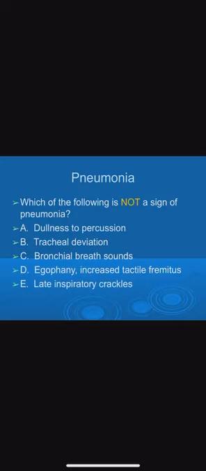Okay, what are the signs of pneumonia? Signs of pneumonia by clinical examination, or local examination of the respiratory system or the chest. Dull on percussion, yes. Tracheal deviation, here, no. Tracheal deviation is a sign of lung fibrosis or pleural effusion. So tracheal deviation does not occur in pneumonia.